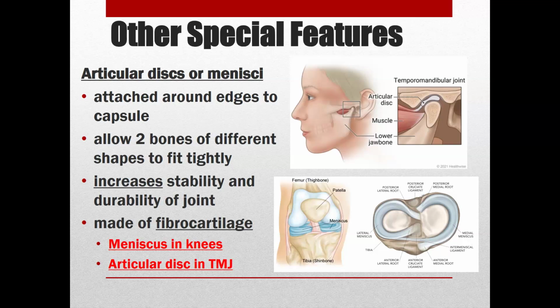So for the test in red, know these two: know where they're found, know what they're for, know what they're made of. Know where they're found in the knees and the jaw joint, know what they're made of, fibrocartilage, and what their function is, extra durability. And if that's just common sense to you, even better. If you understand the logic of that, the design of that, that's even better. That's magical.